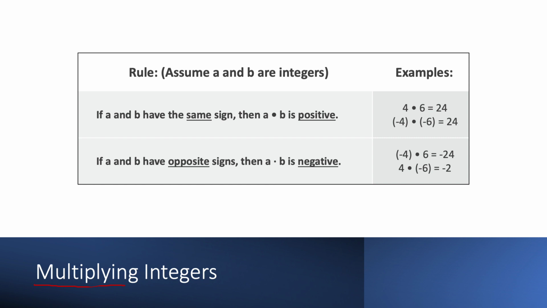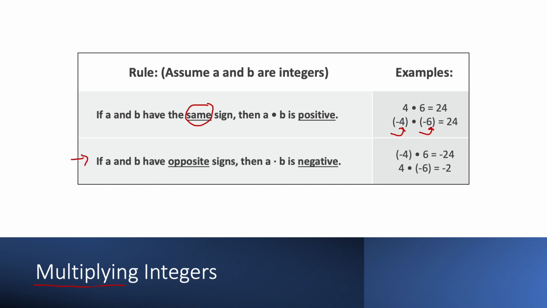The first rule says that if A and B have the same sign, then A times B is positive. So let's look at an example. If we have a positive 4 times a positive 6, our answer is a positive 24. The same way, if we had a negative 4 times a negative 6, our answer is a positive 24. So a positive times a positive is a positive, and a negative times a negative is a positive.